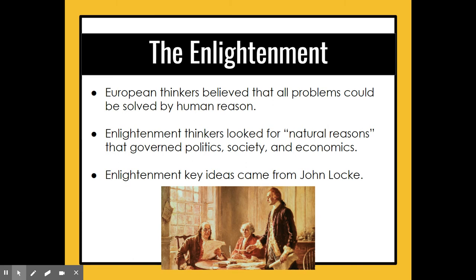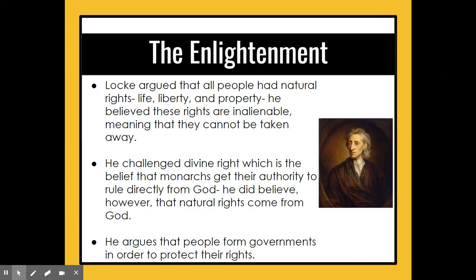European thinkers believed that all problems could be solved by human reason. This is going to be the beginning of the Enlightenment. Enlightenment thinkers looked for natural laws that governed politics, society, and economics. One of the key Enlightenment leaders is John Locke. John Locke argued that all people had natural rights, the rights of life, liberty, and property. He also believed that these rights are inalienable, which meant they cannot be taken away.